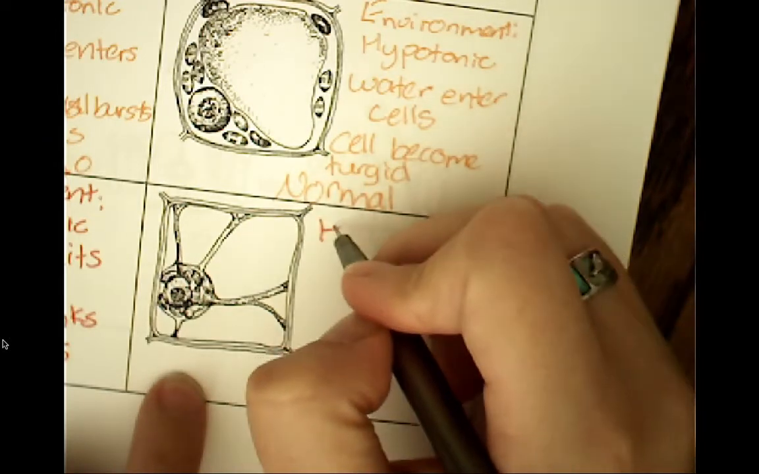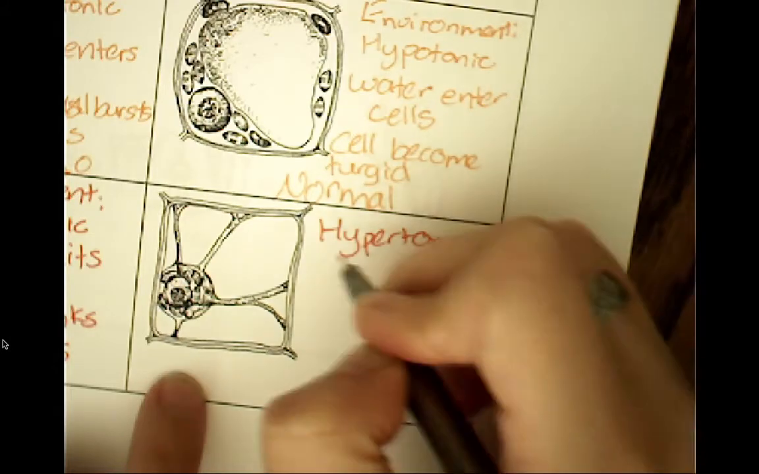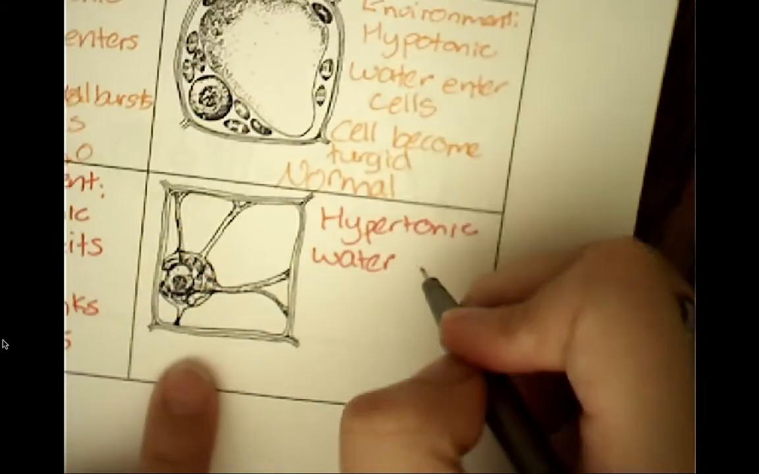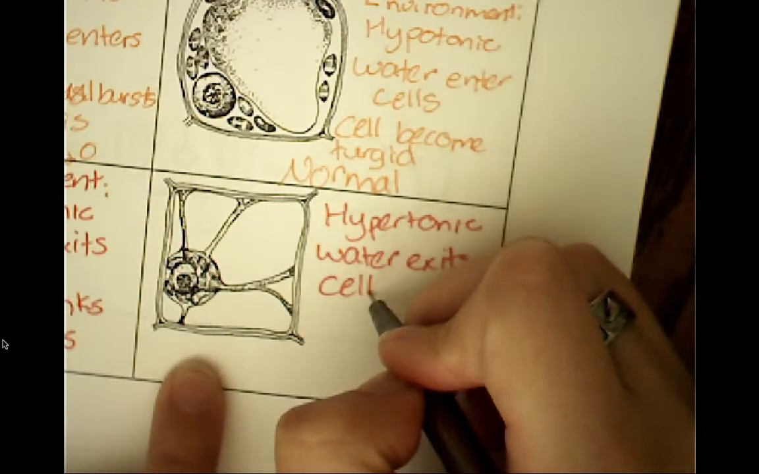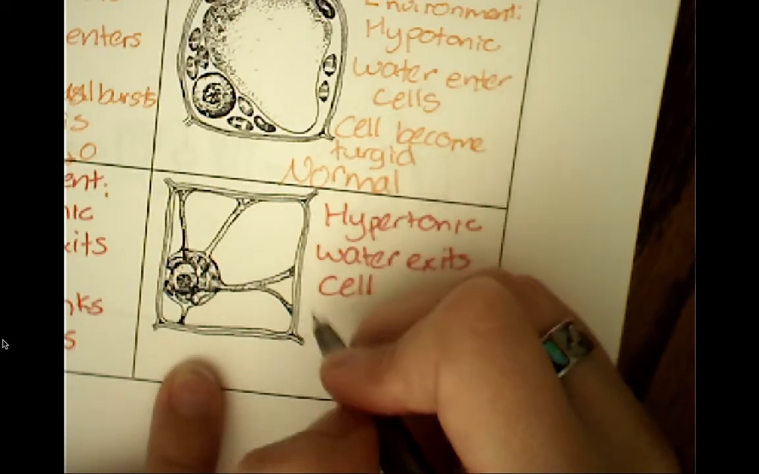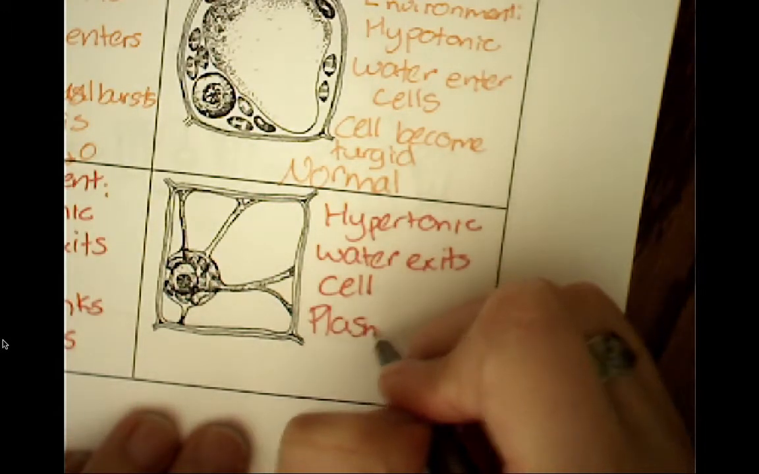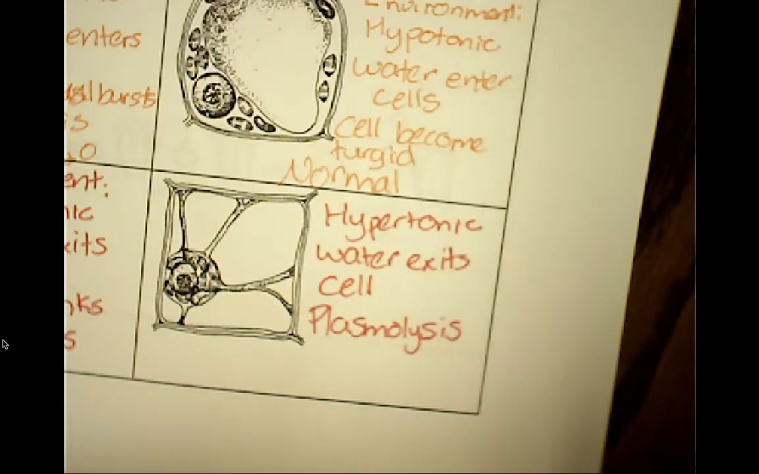In that environment that is hypertonic, okay, water is going to exit the cell just the same. And so, again, the cell membrane is going to pull from the cell wall, and we're going to end up with that plasmolysis condition, not a happy cell. Usually it can actually cause cell death, okay? So that's the different states of osmosis.